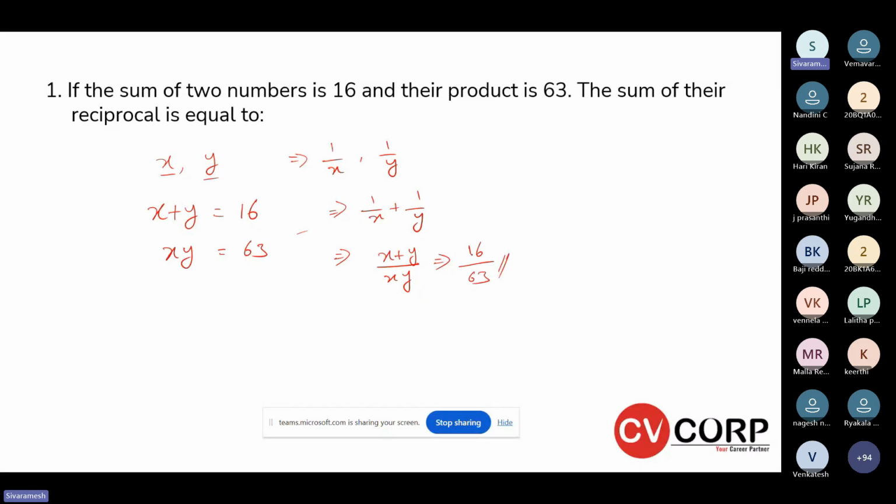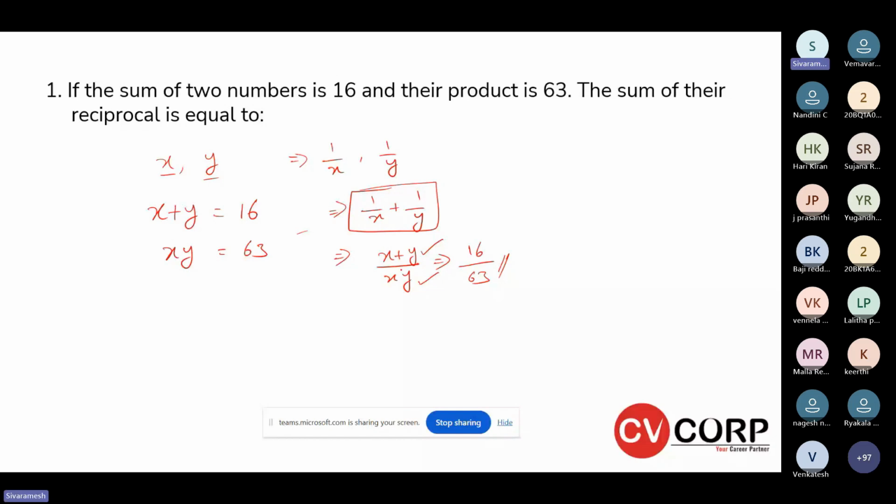No need to cancel anything; you can just leave it like the options. Mostly, if you get options, you will get the same answer, so 16 by 63 will be the final answer. You just need to understand what reciprocals are. Reciprocal we can also call the inverse. So 1 by x plus 1 by y gives x plus y by xy. x plus y is already given, and xy is also given, so we just substitute. So the correct answer is 16 by 63.